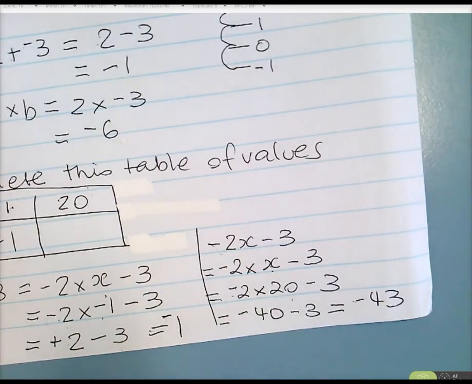So, girls, when you've just got positives and negatives, negative 43. Minus 40 means I'm going down 40, and minus 3 means I'm going down another 3. So I've gone down 43.